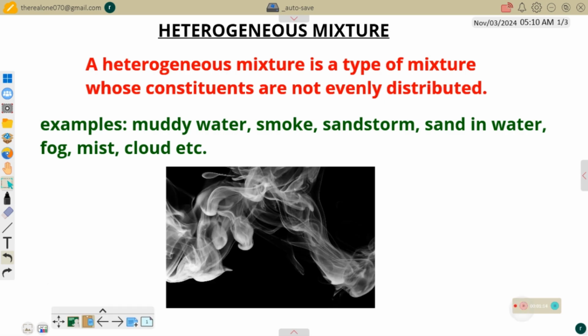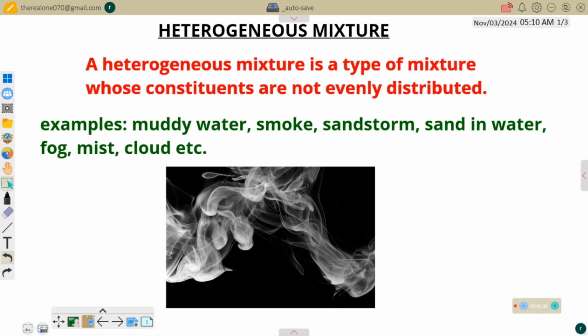Next, we have smoke. Consider the particles of smoke. They travel at different speeds. You can see some parts of the smoke are more concentrated than the other. Some parts contain more smoke particles than the other.